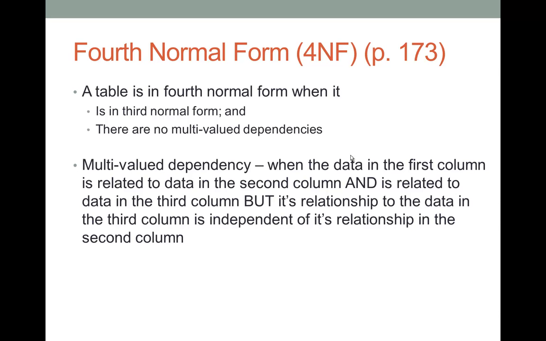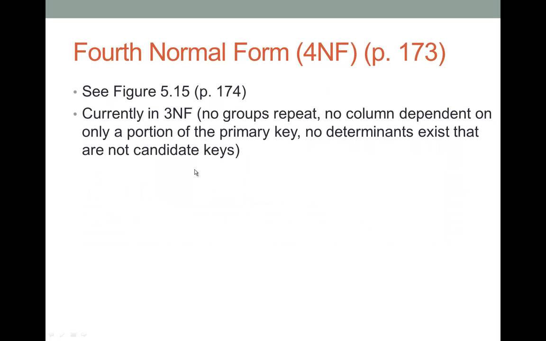You can take that data and you can break it out in the second picture there. You've actually broken it all the way out to third normal form. It has no repeating groups. It has no column dependent on only a portion of the primary key. It has, no, I think I have a slide on this. There we go. No determinants exist that are not candidate keys.